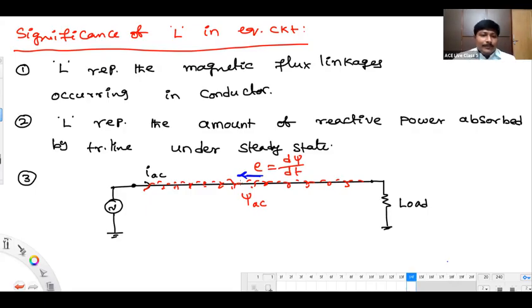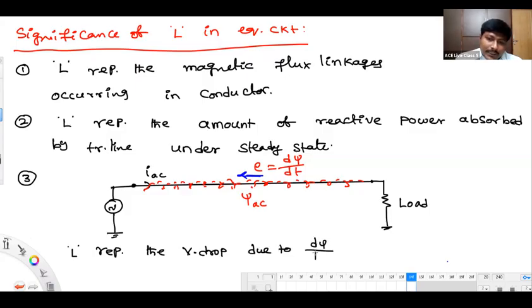So I can say, to represent this voltage drop, we are keeping inductance in the equivalent circuit. So L represents the voltage drop due to rate of change in the magnetic flux linkages. Due to d psi by dt, whatever voltage drop we have, that we are going to keep in the form of inductance. Okay, this is about the significance of inductance calculation.